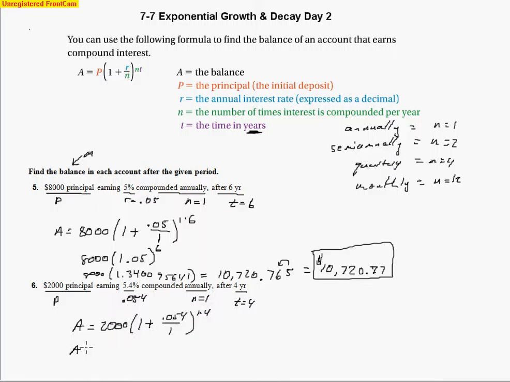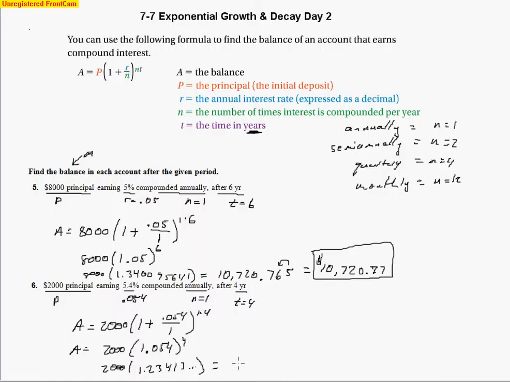So I'll simplify that a little bit. I've got 2,000, and then 1 plus 0.054, let me fix that real quick. I'll just put it in the decimal form right now. 1.054, I should say, all to the 4th power. So we go ahead and enter the 1.054 to the 4th power, and that gives me this number. So I get 2,000 still, my initial amount, times 1.23413, and then it continues on. So I take that answer and I multiply it by 2,000, and this is what I get.